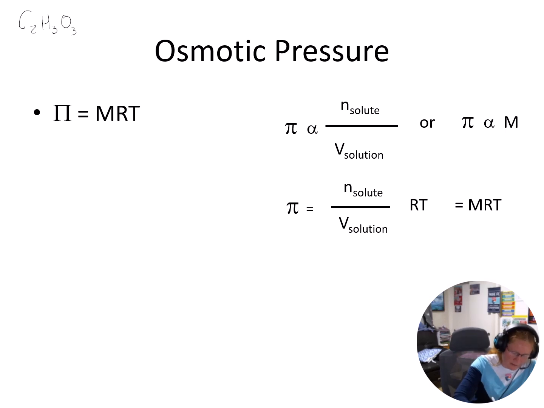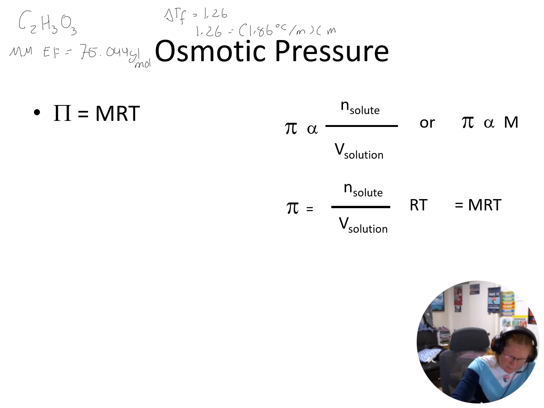So you should get C2H3O3 as the empirical formula. And the molar mass of the empirical formula should be 75.044 grams per mole. Okay, so we knew that our change in freezing point was 1.26. All right, so we can do 1.26 is equal to 1.86 degrees Celsius per molal, because we're still dealing with water, times the molality. We get a molality that is equal to 0.677.